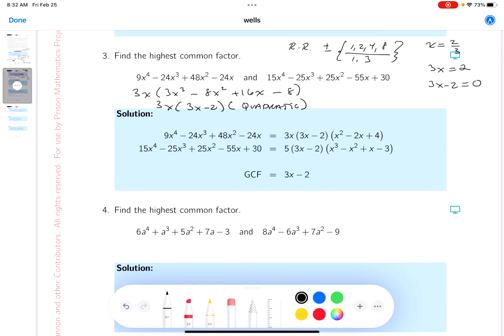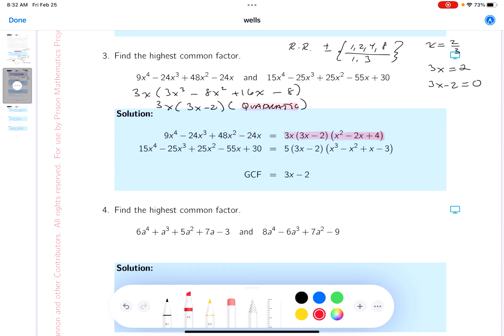Right, I'm going to say if you do the long division, you get that, all right? So what are you going to get? You certainly get the 3x. You get the 3x minus 2. And yeah, I did the long division, and I got x squared minus 2x plus 4 for the quadratic, all right? Now, someone says, are you going to do the same thing with the other one?